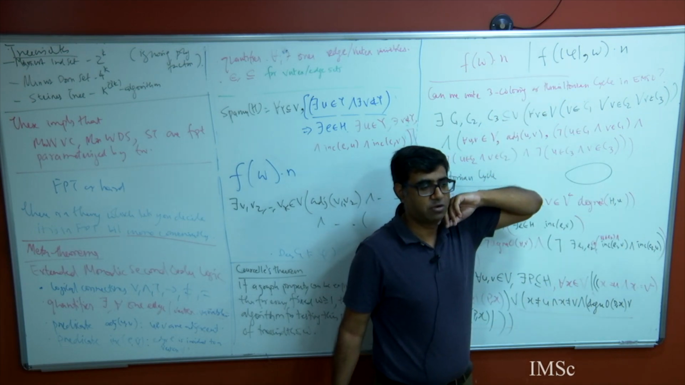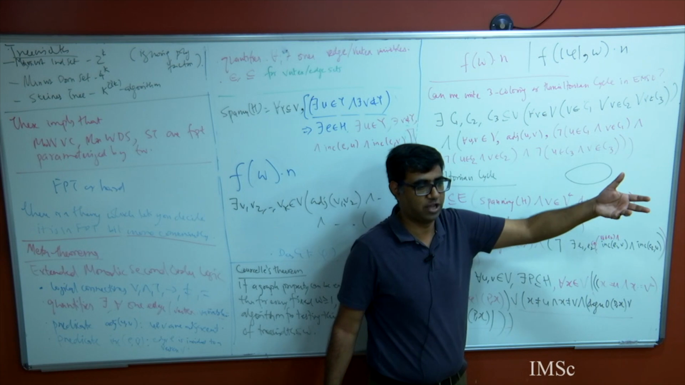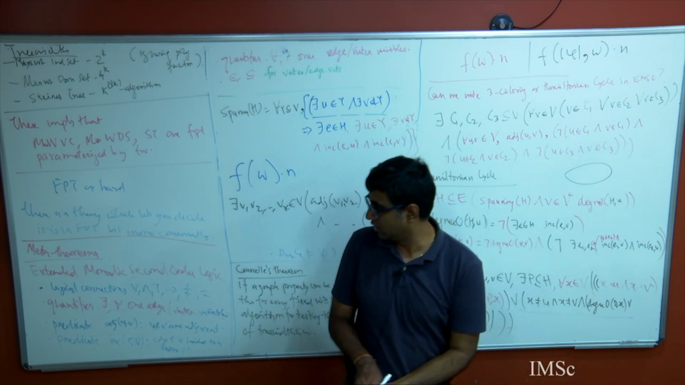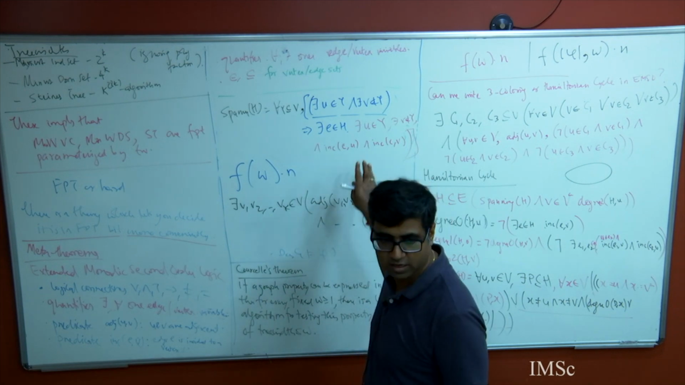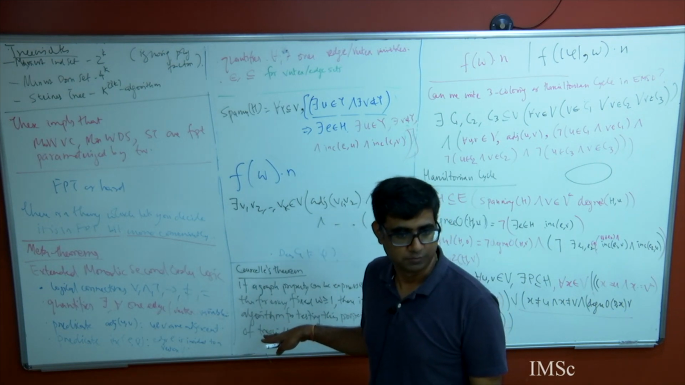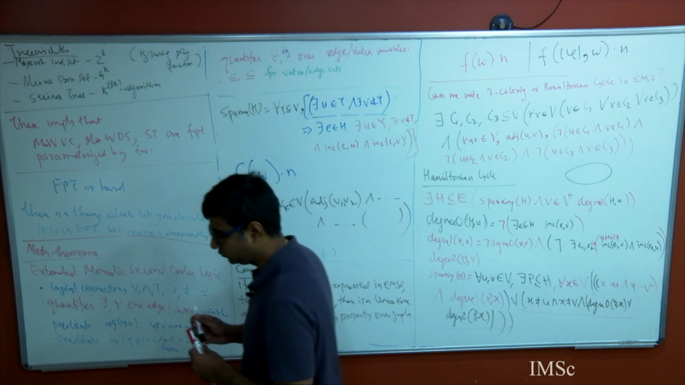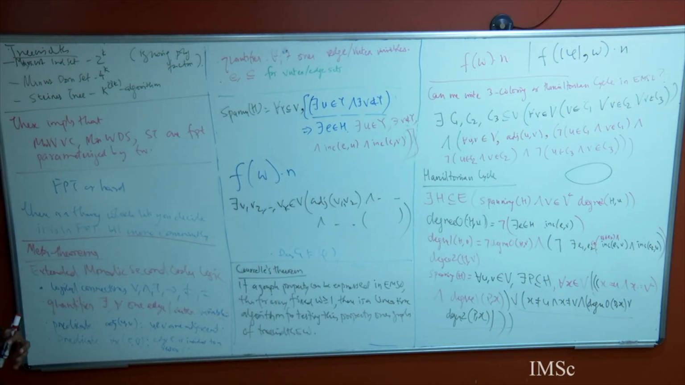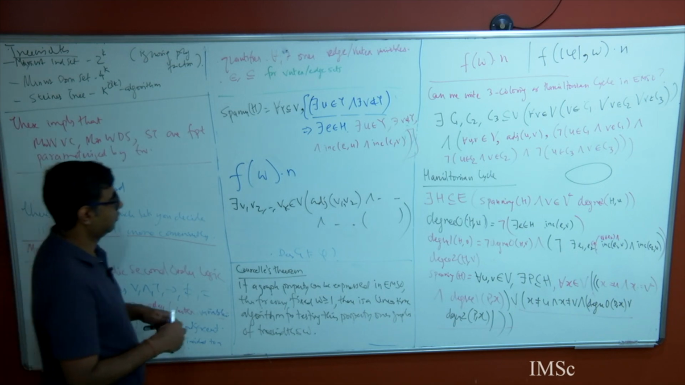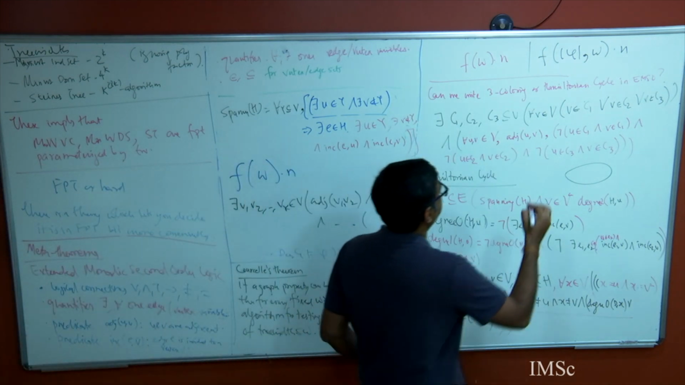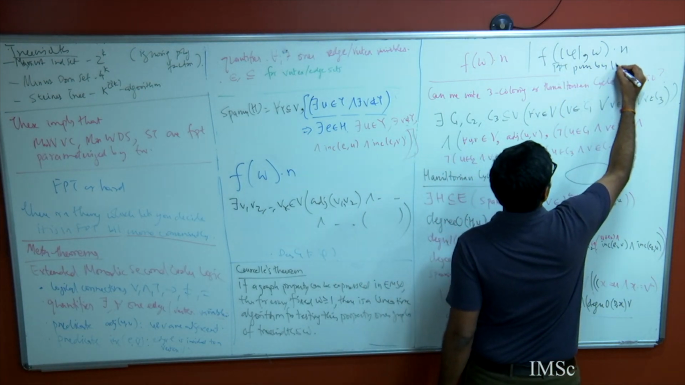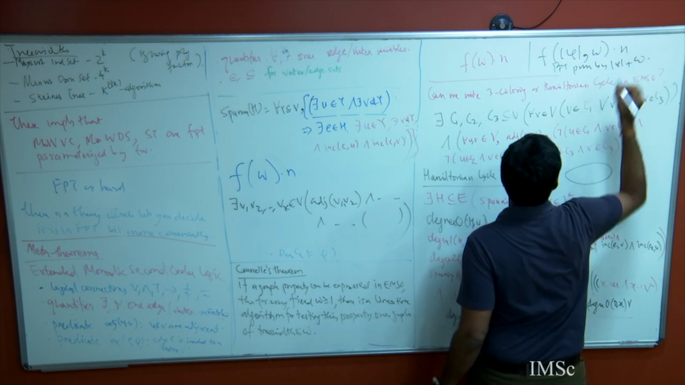For example, if I wanted to test whether there exists a vertex cover of size k in a graph of bounded treewidth, then I could have written there exists V1, V2, through Vk with this property. So now the problem is FPT, parameterized by both k and the treewidth W.